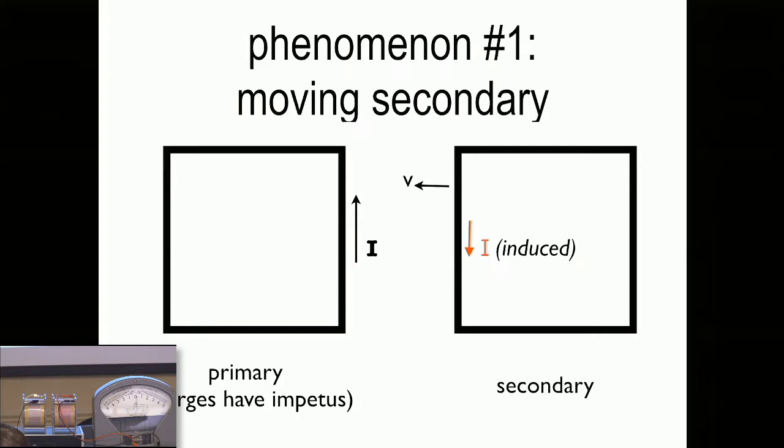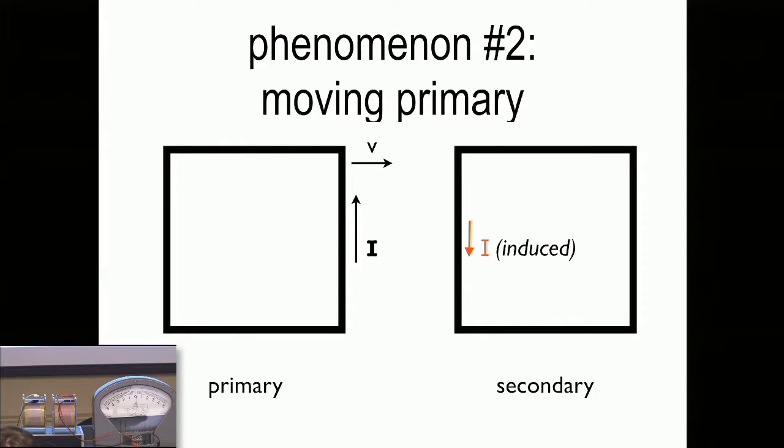The first one is to push the secondary towards the primary, and that induces a current in the secondary. And notice the direction of the current. As the secondary gets closer to the primary, the current induced in the closest part of the secondary is flowing in the opposite direction. And then we're going to study, of course, the forces that are caused by this. But first there's just a current induced.